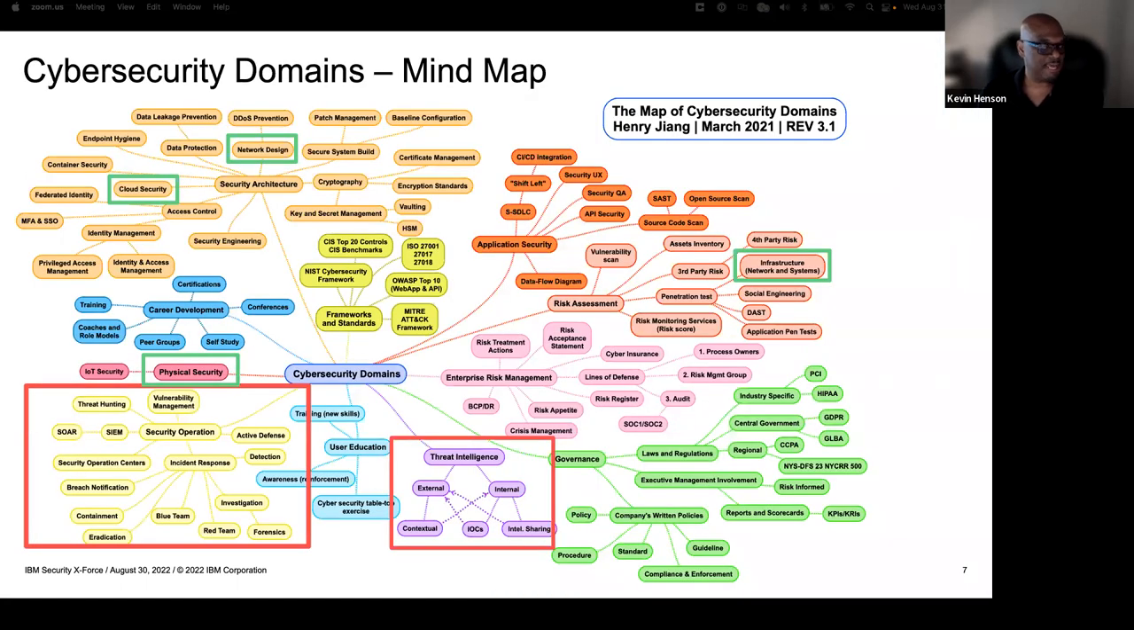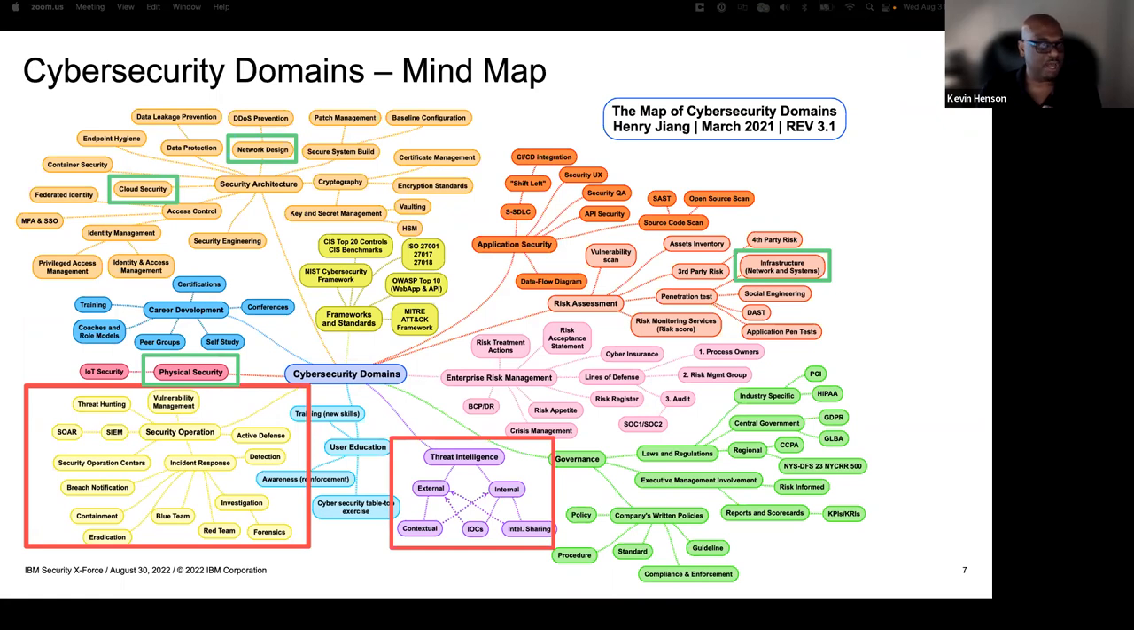So what I have here is a lot of data points. This particular graphic is what we call a mind map. A mind map is a way to help you visualize a lot of data points, organize them, and see the relationships between different data points. In this case, Mr. Henry Yang created a mind map of cybersecurity domains. I thought this was a good graphic to show because it shows how vast the field of cybersecurity is and how many domains there are besides just a particular domain.